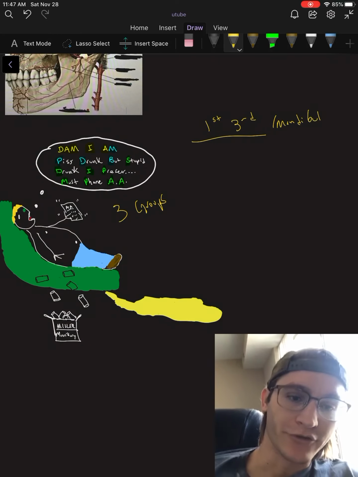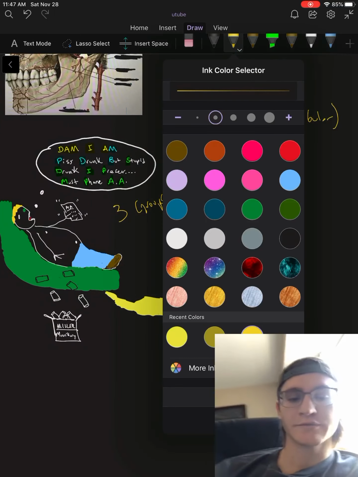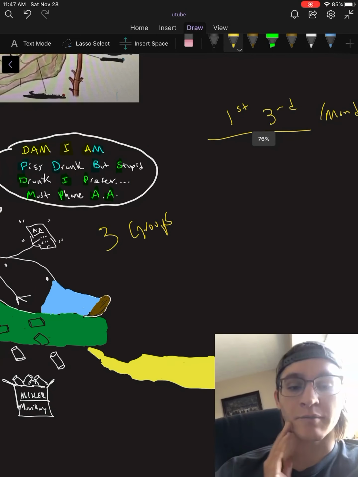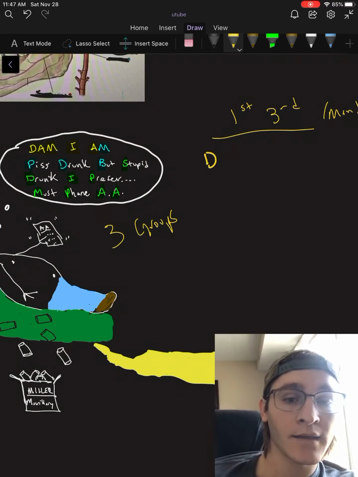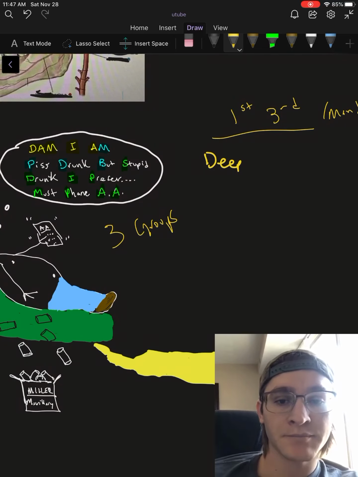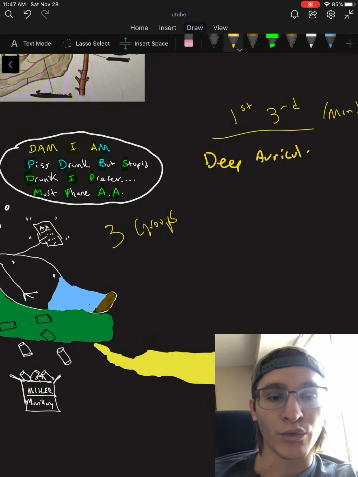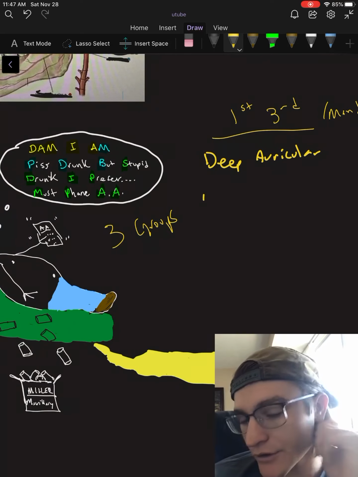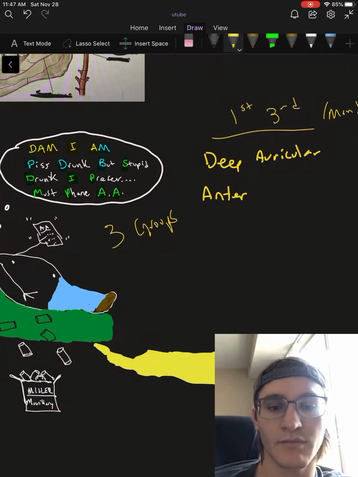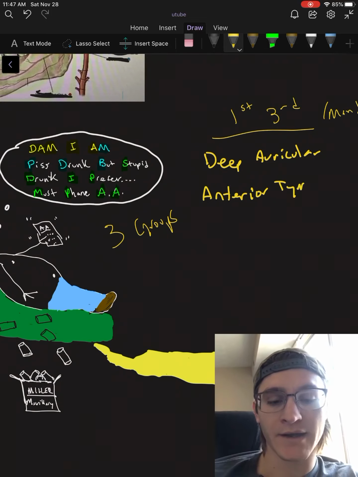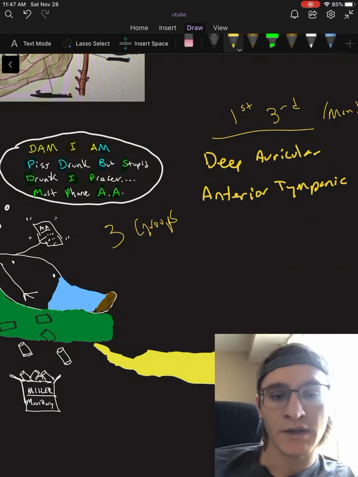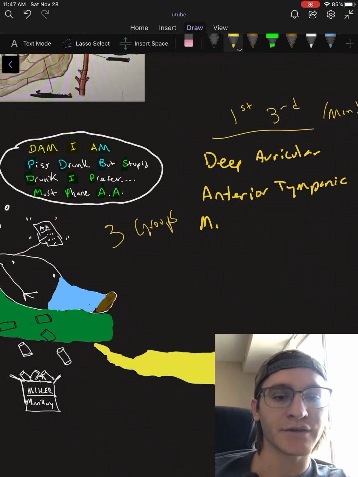So the first third is the mandibular portion. Mandibular, think of our mandible. So what's going to be there? Damn, I, A. So the A part of the am. So D is for deep auricular. Auricular, ear, deep auricular. Second portion is anterior tympanic. Think of our tympanic membrane, a part of the ear as well. So we have our deep auricular and our anterior tympanic.